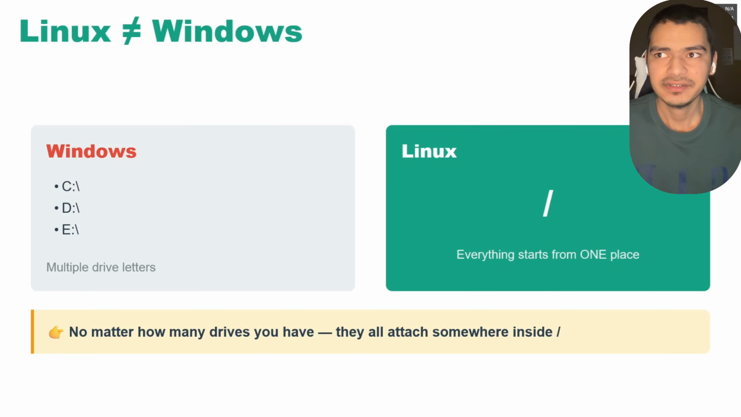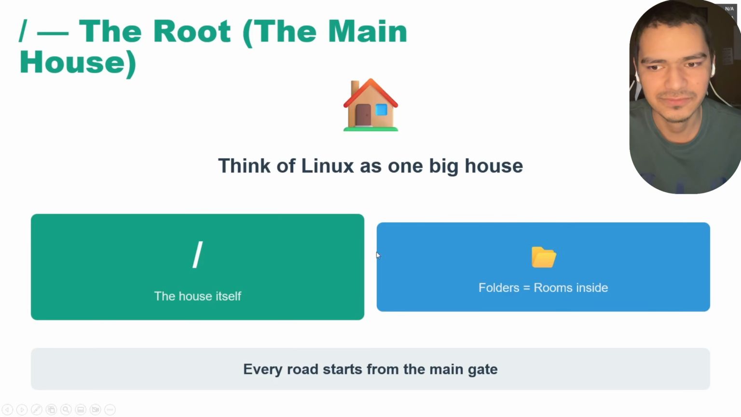So what you are seeing on the screen right now is the basic representation of Linux and Windows file systems. You can see they are not similar, and that's where most people get confused, because they expect Linux to work like Windows. In Windows you have C drive, D drive and E drive. Linux does not work like that. In Linux, no matter how many hard drives you have, everything connects to one place.